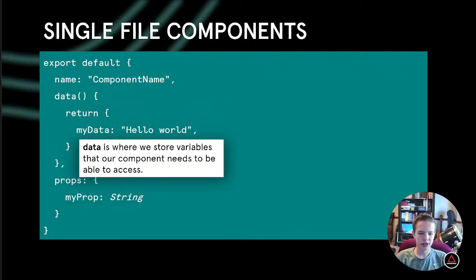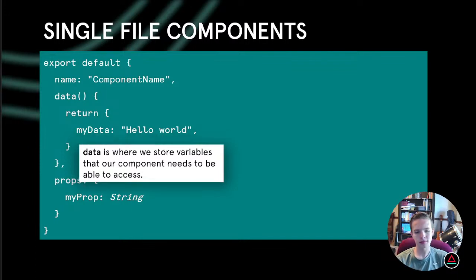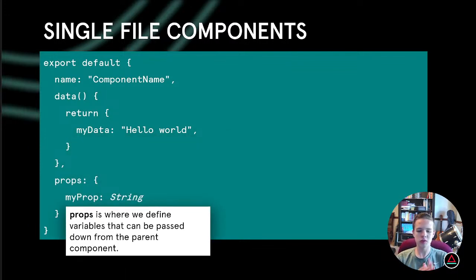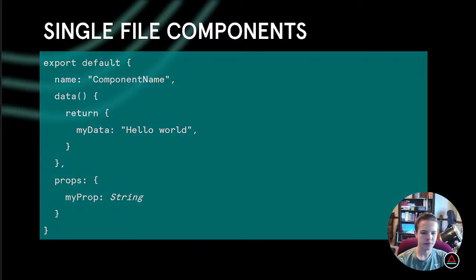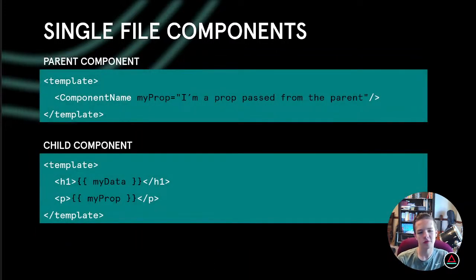Then we can talk about data. Data is where we store variables that our component needs to be able to access. And then there are props. Props is where we define variables that can be passed down from a parent component to a child component. So let's see an example of props.